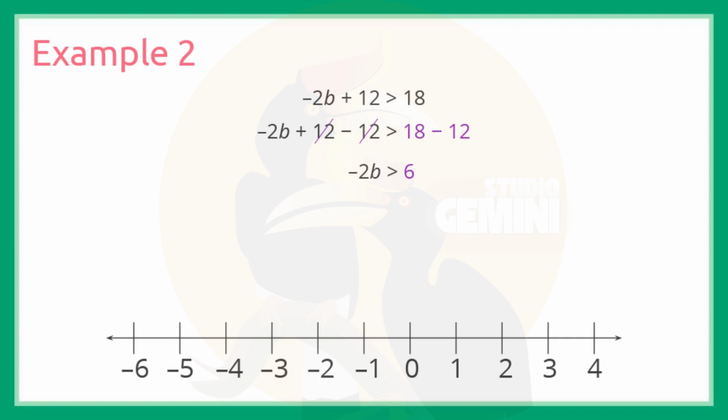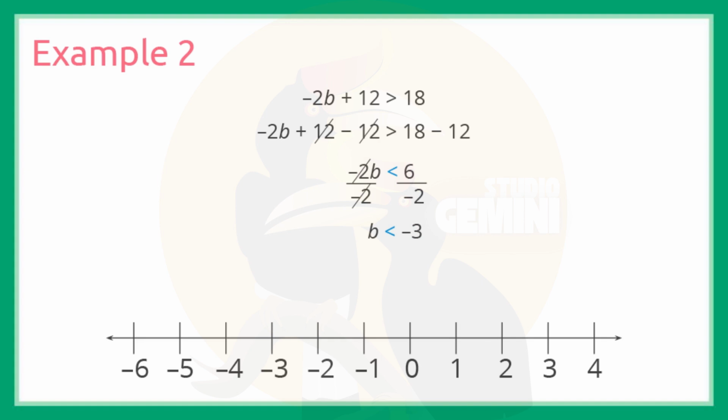We'll need to divide by negative 2 on both sides to isolate the b. That leaves us with just b on the left side and negative 3 on the right side. But wait, there's one more thing. Recall that any time you multiply or divide by a negative number on both sides of an inequality, you need to flip the inequality symbol, like this. We do that in this inequality because we divided by negative 2 on both sides. So my final answer is b is less than negative 3.